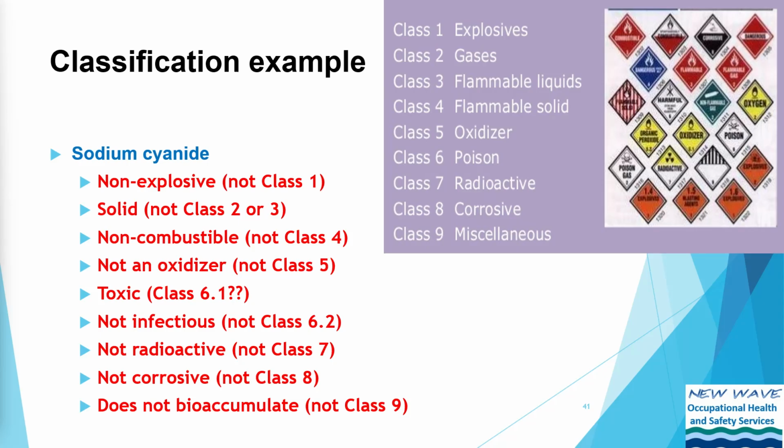What about class 6? Well, we do not have any information yet to automatically eliminate it from class 6.1 toxic. But the fact it is not infectious means it is not class 6.2, which is infectious substances. The fact it is neither radioactive nor corrosive means it is neither class 7 nor 8. Lastly, the fact it does not bioaccumulate and is not a marine pollutant means it is not class 9. So we're left with looking in detail at class 6.1.